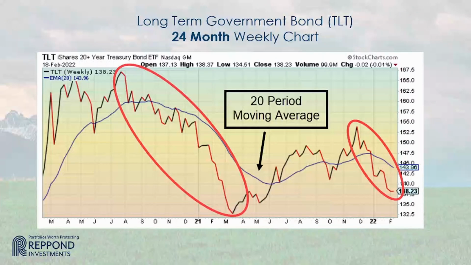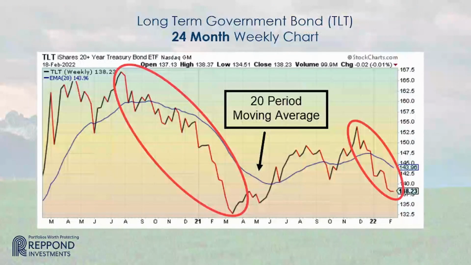Now I'm going to jump over to bonds. We've been looking at a 12-month chart. Now I'm going to look at a 24-month chart, so I'm going to stretch out the period here for a 24-month period. I'm doing this to give you a perspective on bonds. I want to make some comments about this.